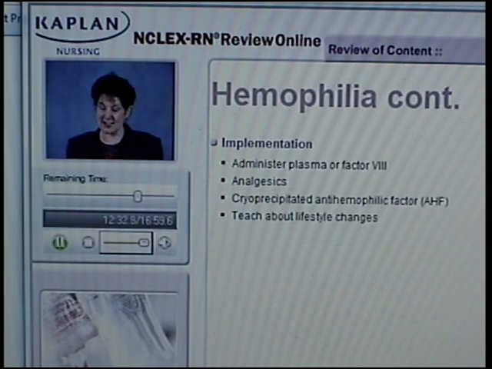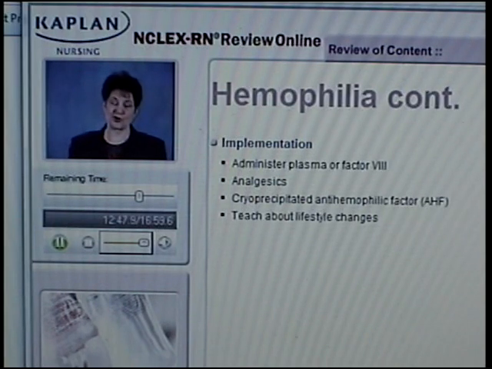That can be given, and again, you want to teach these patients, and many of them, as I said, are children. You want to work with the families about lifestyle changes. This is not the child, if it's a boy, who should go out for the football team. Golf is good, tennis is good, non-contact sports are better.